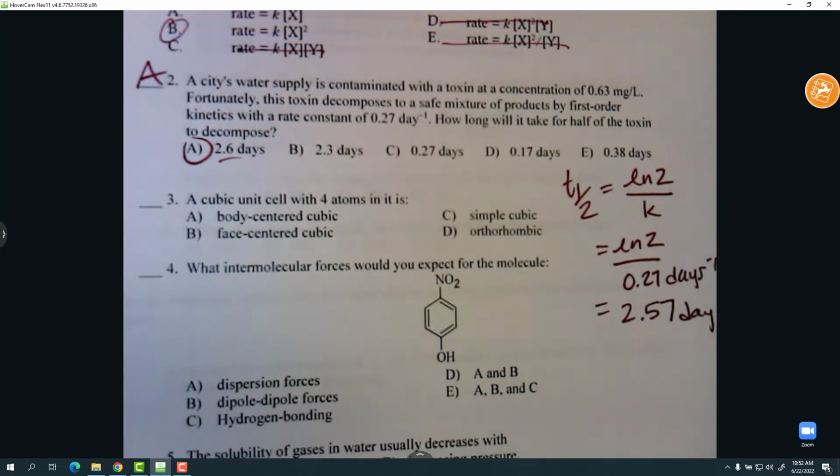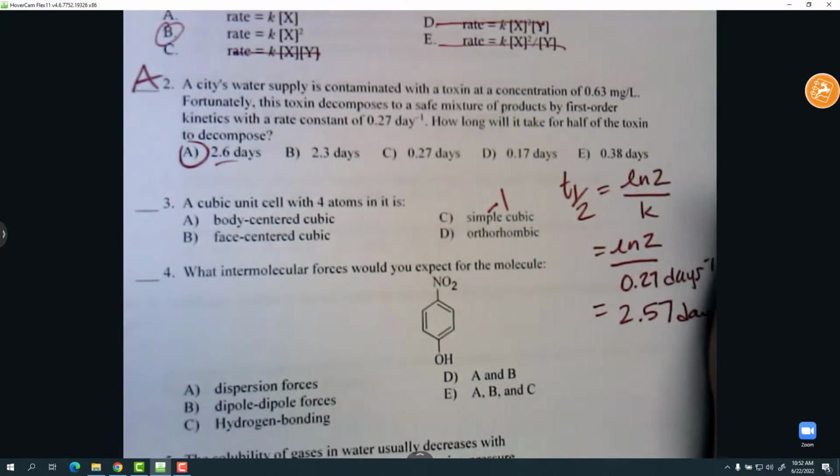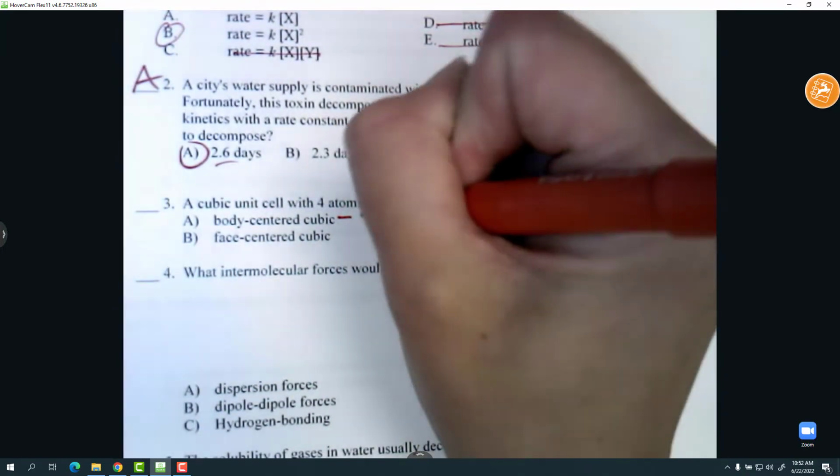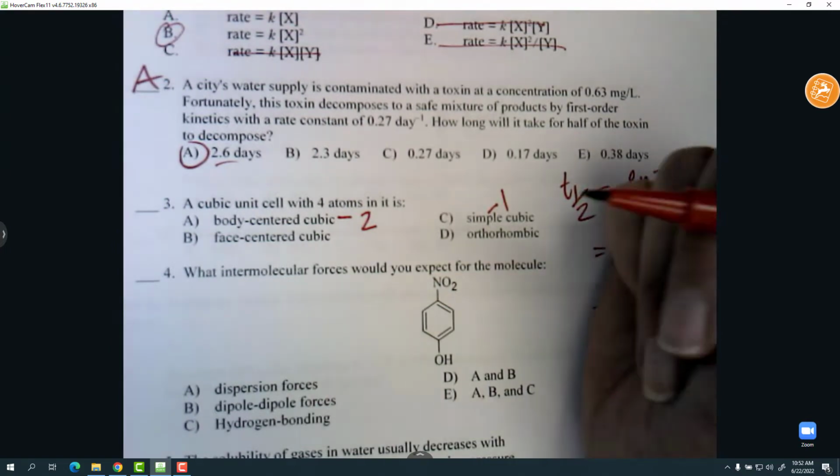A cubic unit cell with 4 atoms in it, so remember if it's simple cubic, that would be 1 atom per unit cell. Body-centered cubic would be 2 atoms per unit cell, and then face-centered cubic would be 4.